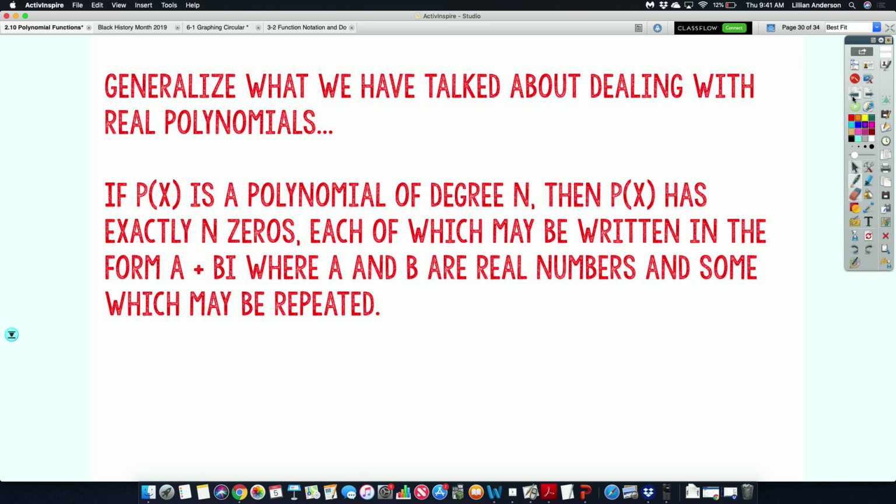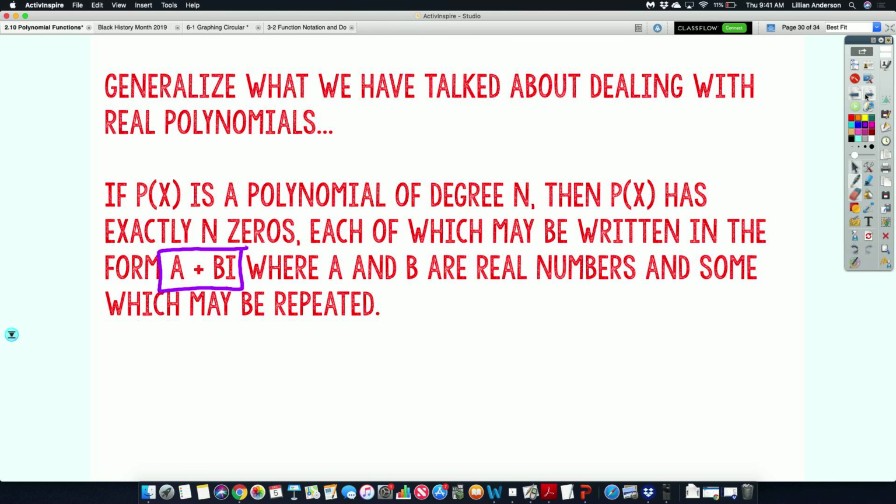Now do realize that it says the form a plus bi. Yes, that's like a complex number. It's like saying imaginary. But b could very well be 0, and you're still left with the real part. So a is real, and the bi part is the imaginary. So it suffices for all zeros, real and imaginary.